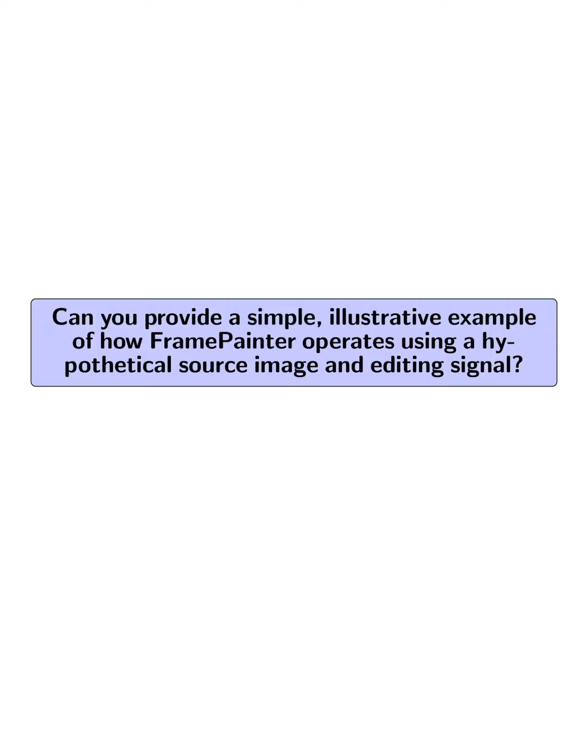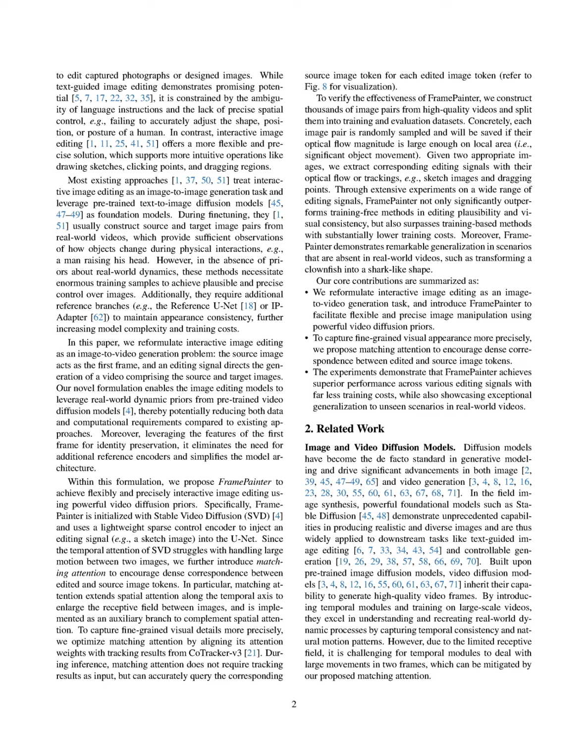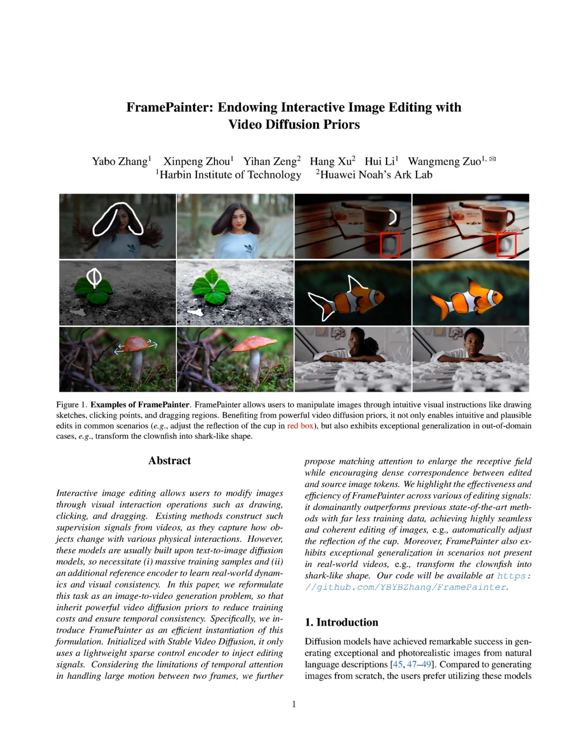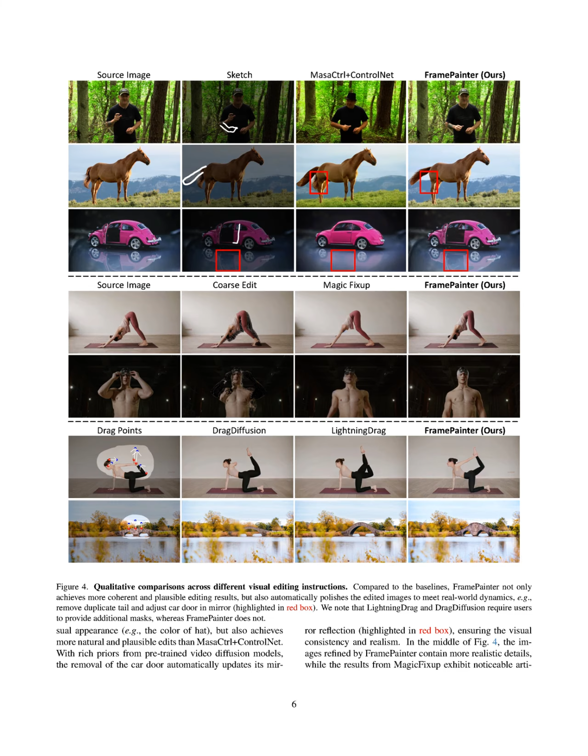Can you provide a simple, illustrative example of how FramePainter operates using a hypothetical source image and editing signal? FramePainter operates by reformulating interactive image editing as an image-to-video generation task. For instance, consider a hypothetical source image of a cat sitting on a mat. If a user provides an editing signal, such as a sketch indicating that the cat should be standing, FramePainter takes the source image as the first frame and the sketch as the editing signal.